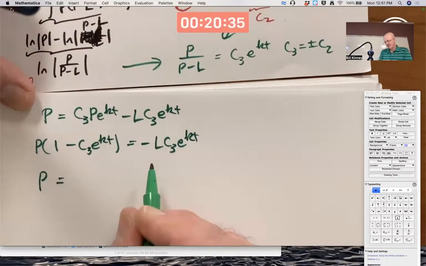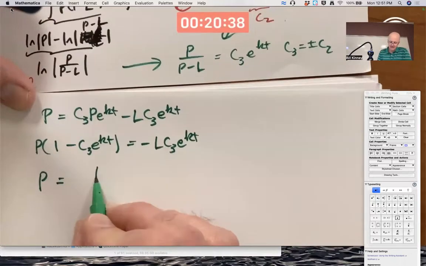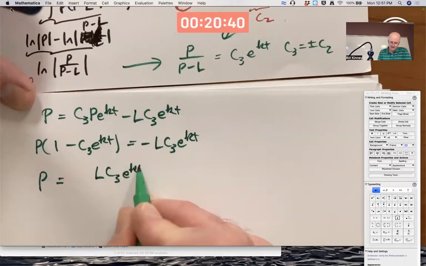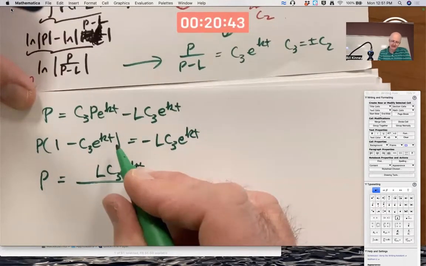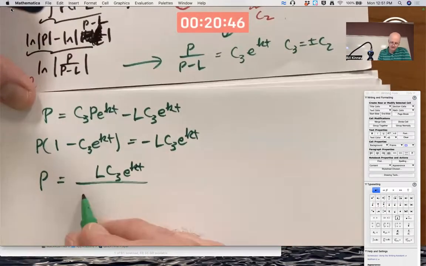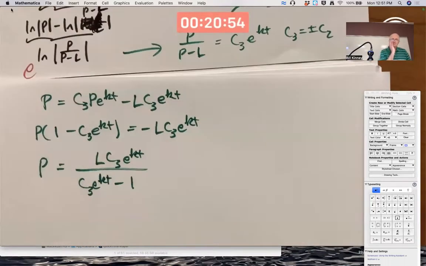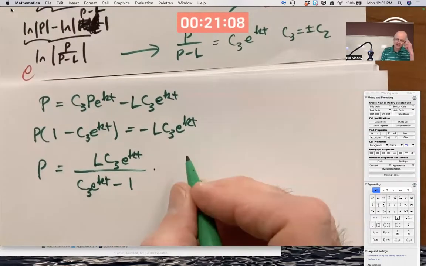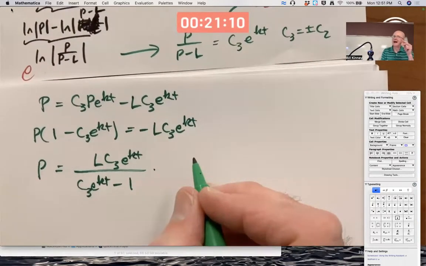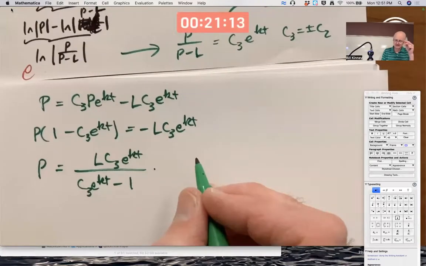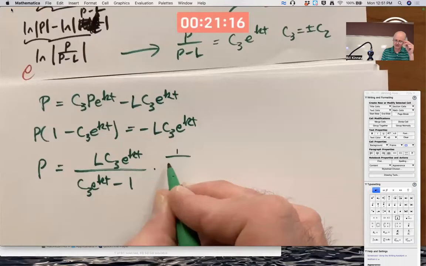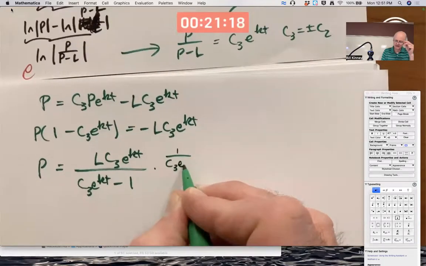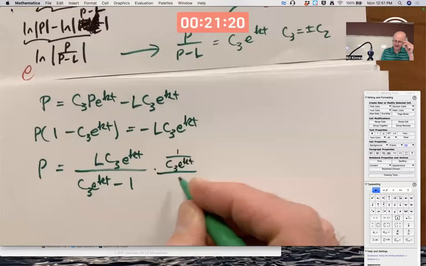I would like to get rid of that negative sign right there, so I am going to actually divide both sides by the opposite of this, which means in the end, I need to switch these around like that. Should I change the C3 to a C? You could. I am going to, although I'm going to do something else first. I'm going to effectively divide both the top and the bottom by C3 e to the KT. Or if you prefer, multiply by the reciprocal of C3 e to the KT. That's a pretty standard thing to do here.